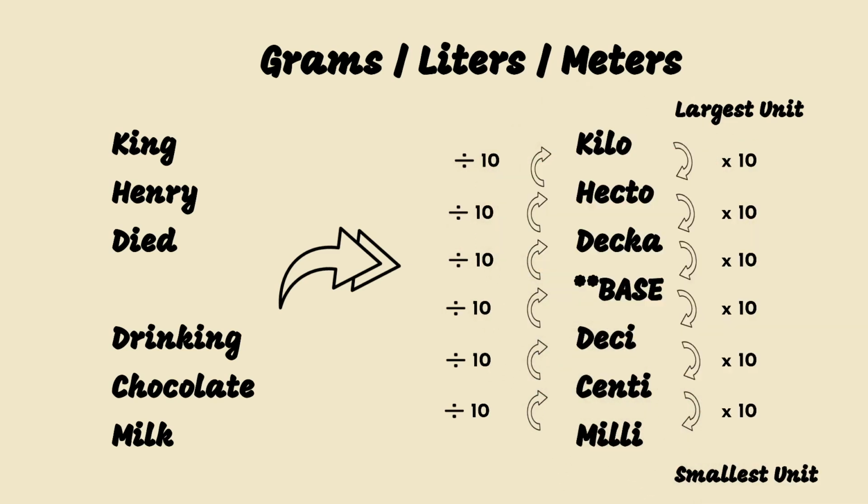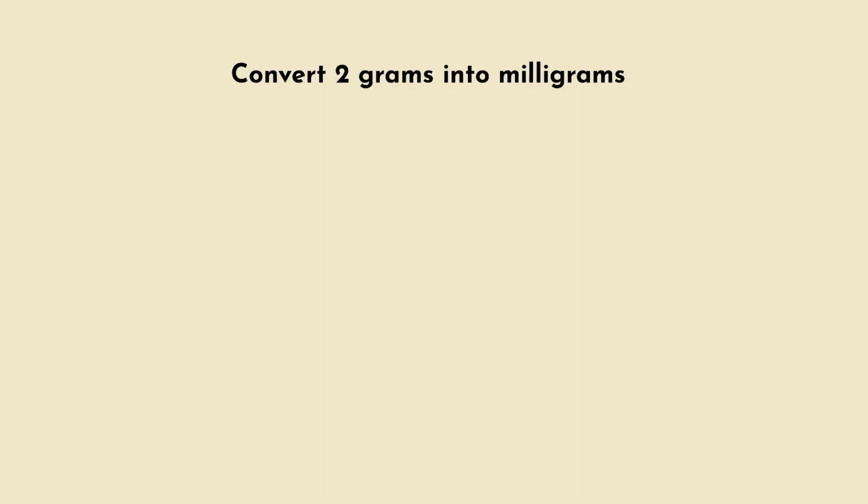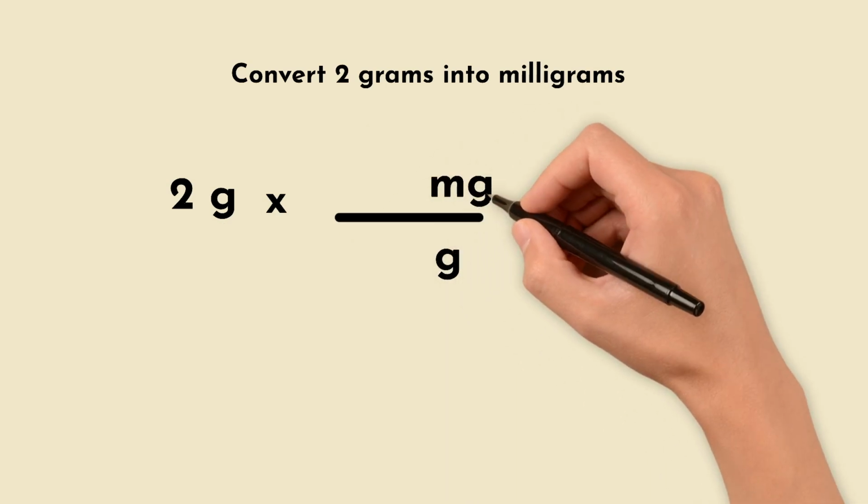Okay, great. So that's a whole lot of words and a whole lot of information. So how do we really put this into practice? Let's do a practice problem. Let's walk through how to convert 2 grams into milligrams, step by step. We start with what we know. So we'll put our 2 grams in a multiplication, and then we'll draw a line for our conversions. Now we know to cancel out the grams, we have to put grams on the bottom. Milligrams will go on the top.